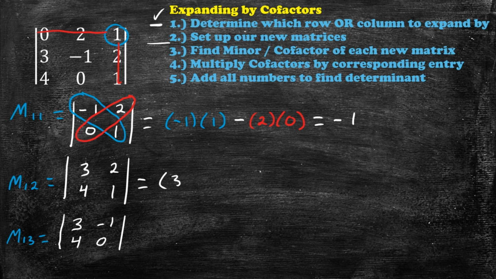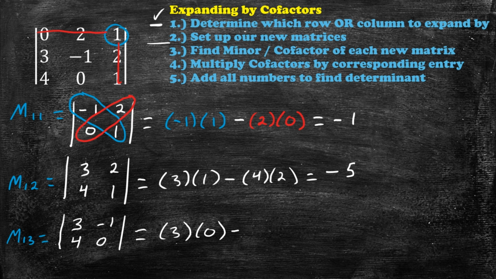This one is going to be 3 times 1 minus 4 times 2, which is equal to 3 minus 8, -5. Okay, so the last one here, we have 3 times 0 minus -1 times 4, which is going to be equal to +4, just like that. All right, now we have our minors.